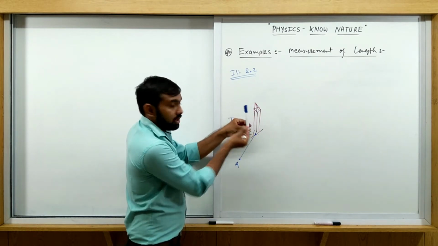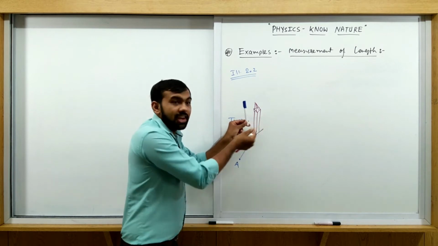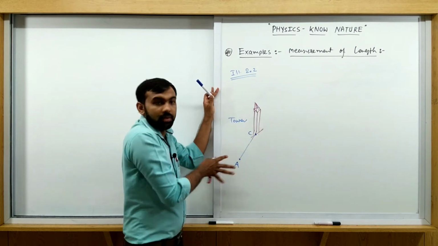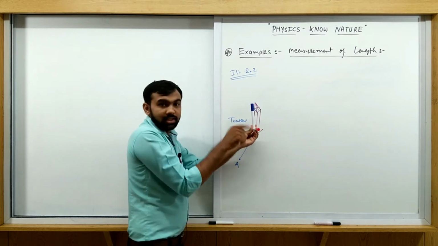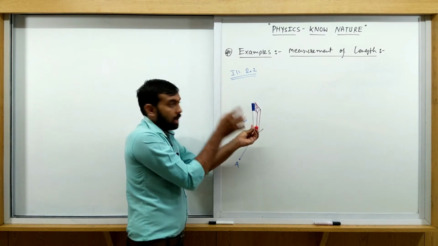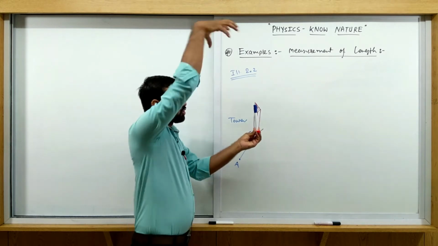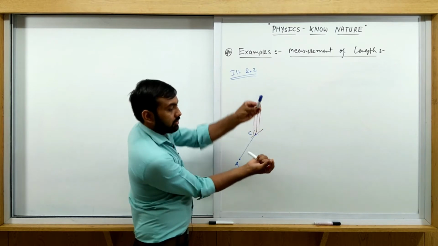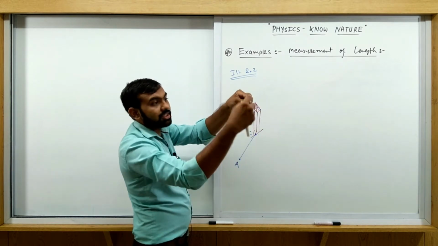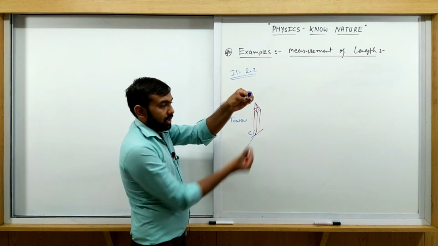Actually it is quite difficult to draw this in a board. The board is two-dimensional. So see, this figure is actually like this. That is the tower. This is the distance. Now the man is standing somewhere here. If you see from the top, the tower is just like a point, and this is the man.